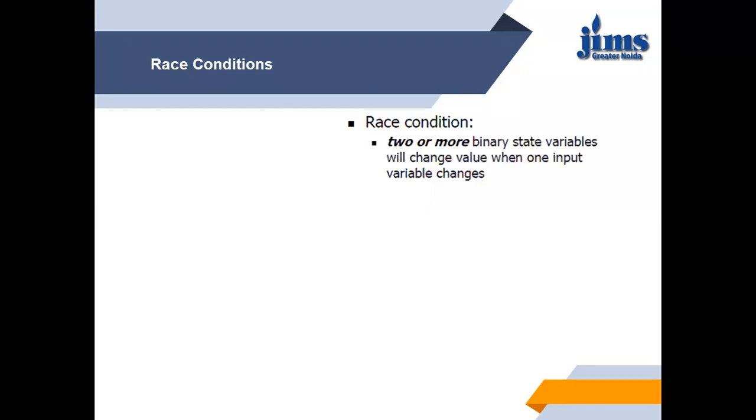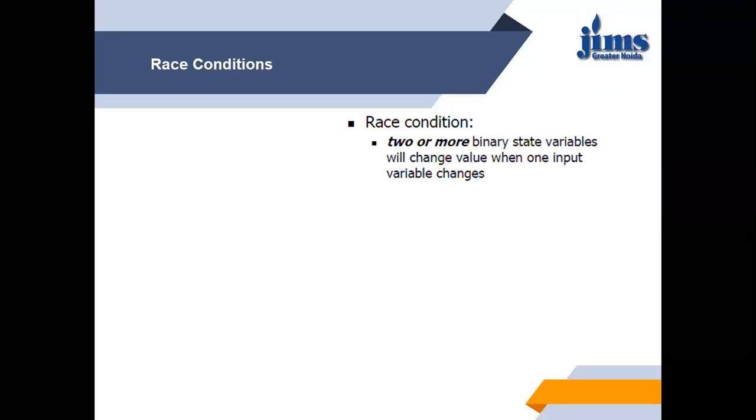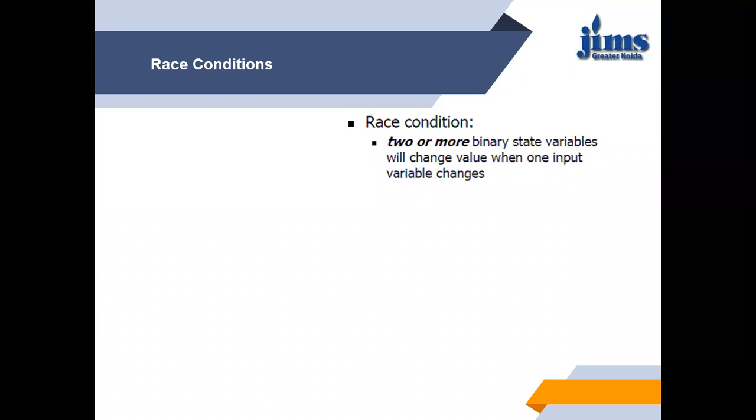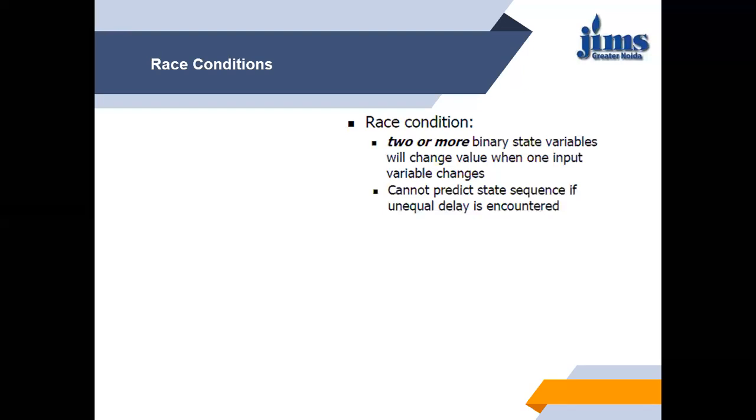Now, what is a race condition? If two or more binary state variables change their value when one input variable changes, meaning we are changing only one input and two or more secondary variables or present states are changing, then we say that a race occurs in the circuit. In that condition, we cannot predict the state sequence if unequal delay is encountered, and this is due to wire delay or logic level delay in the different paths.